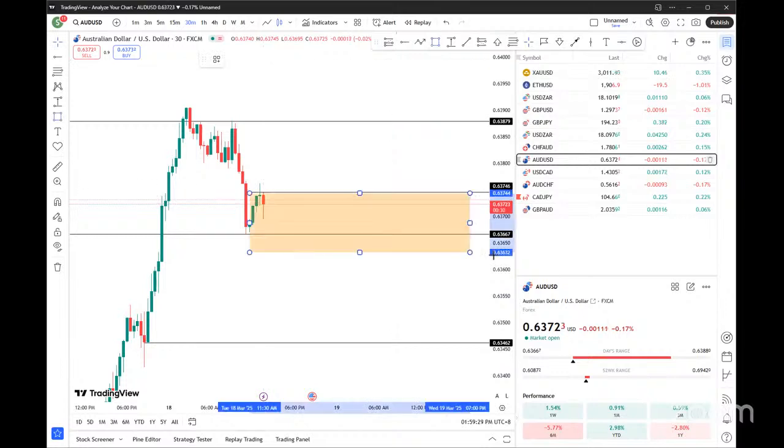Yep, just a few seconds. You are done with your analysis. Break above, you take a buy. Break below, you take a sell. That's it.